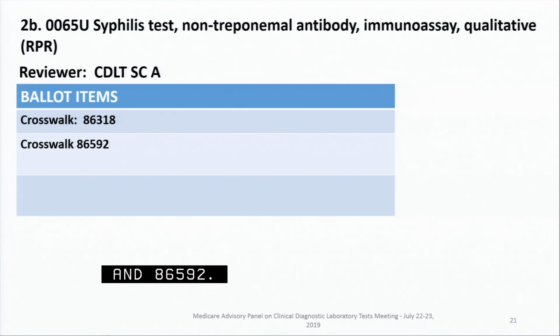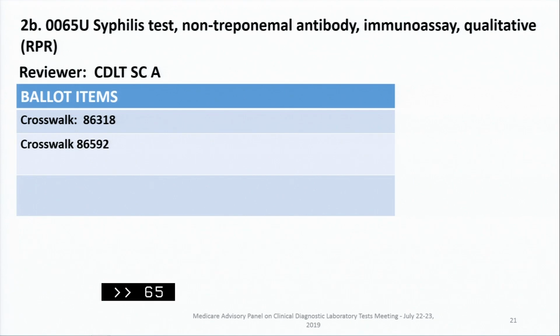0065U was what we did the paper ballot for, right? No, it was 65U. 65U was paper? Okay, yes, I'm sorry. Then that is correct. Then we're caught up. Thank you.